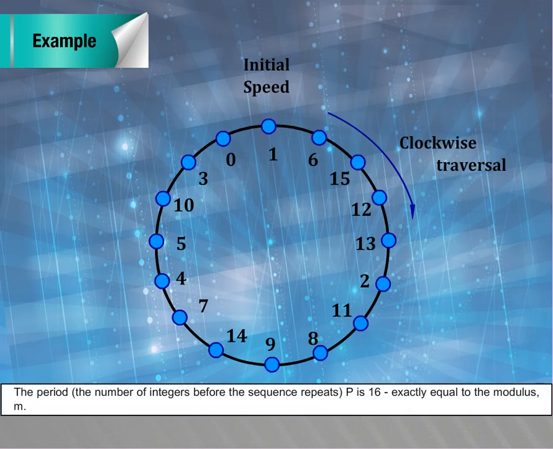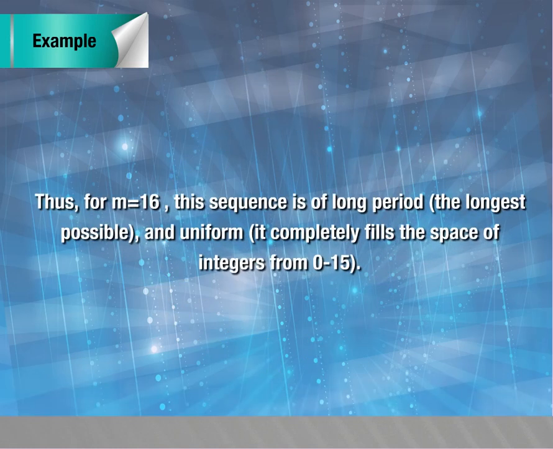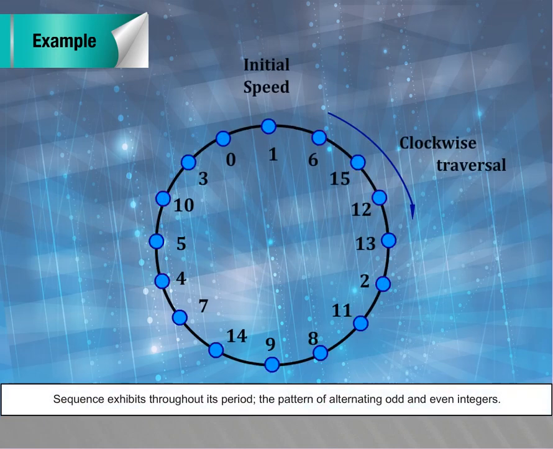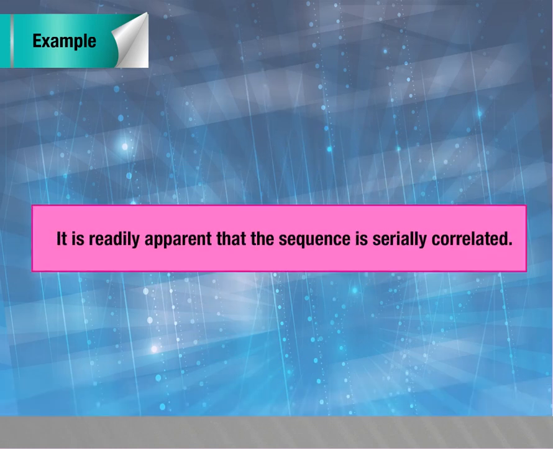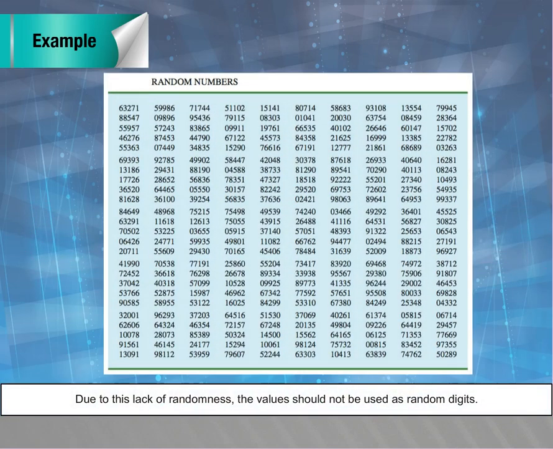The period, that is the number of integers before the sequence repeats, P, is 16, exactly equal to the modulus m. Thus, for m equal to 16, this sequence is of long period, that is the longest possible, and uniform, that is it completely fills the space of integers from 0 to 15. The sequence exhibits throughout its period the pattern of alternating odd and even integers. It is readily apparent that the sequence is serially correlated. Due to this lack of randomness, the values should not be used as random digits.